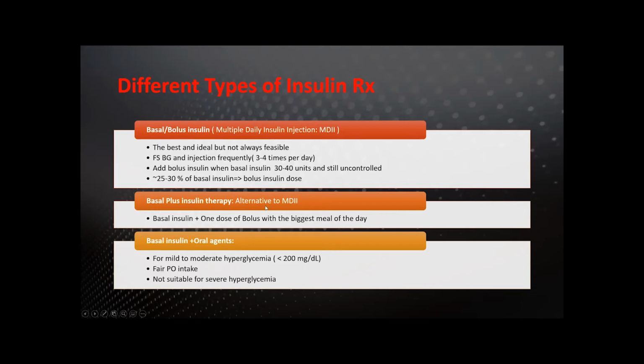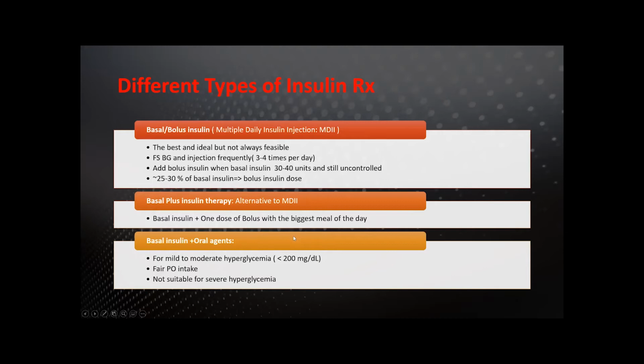The second alternative: how about basal plus oral agent? Usually it is not the ideal situation in the acute care setting, or suitable for severe hyperglycemia. In the outpatient setting, you can use basal insulin with oral agents, usually 2 or 3 oral agents, if the patient has mild to moderate hyperglycemia, or if the patient is still having good PO intake. You might remember in this case, this gentleman, you start the basal insulin when the situation is not that bad. It is acceptable as long as he has a fair PO intake, and the sugar is not very much higher than 200.